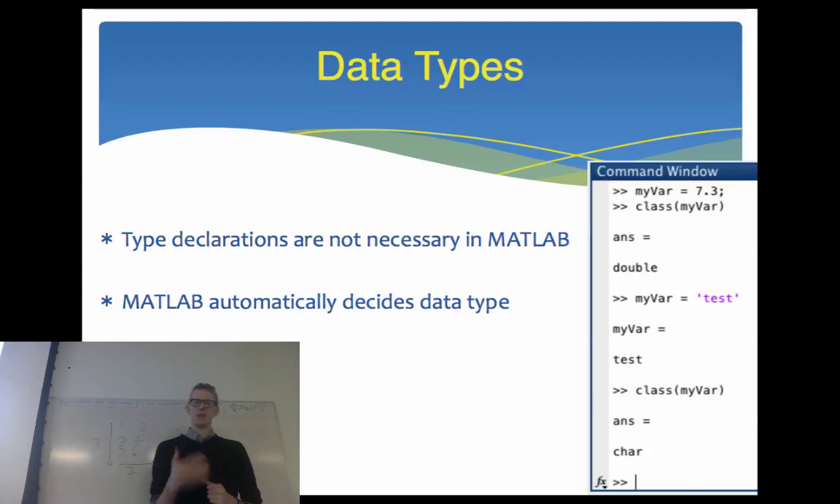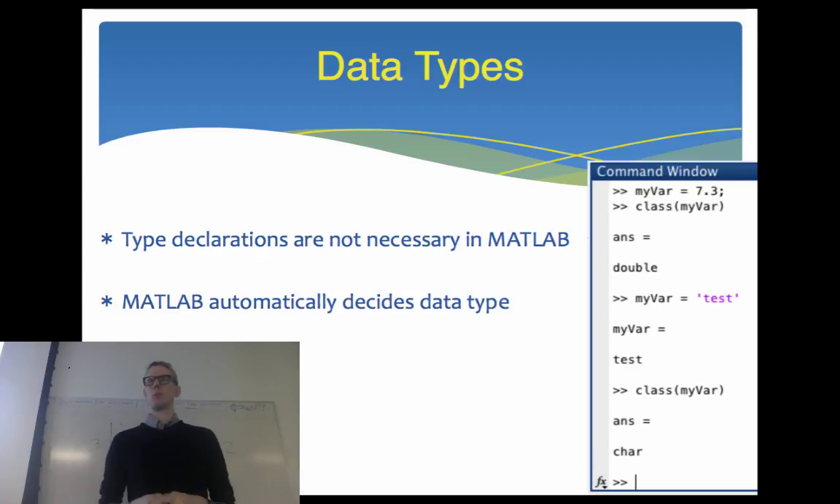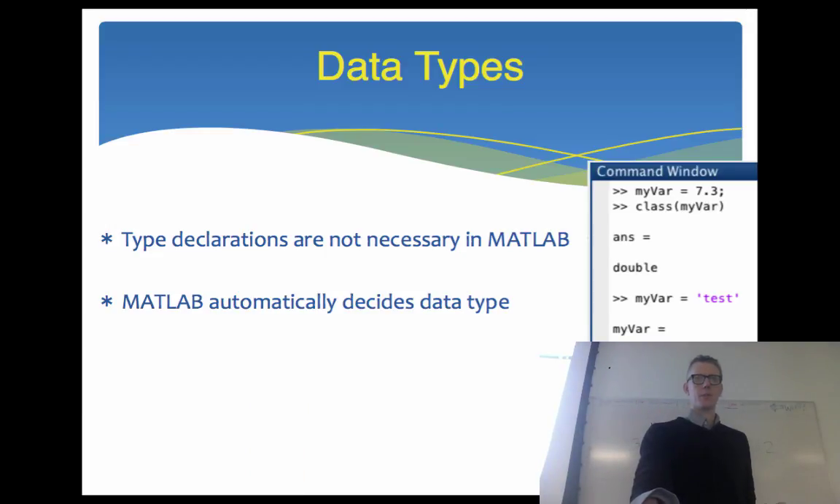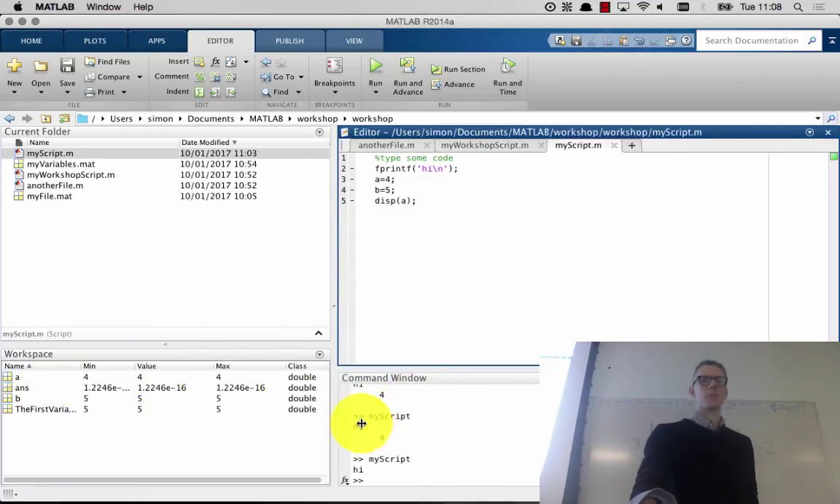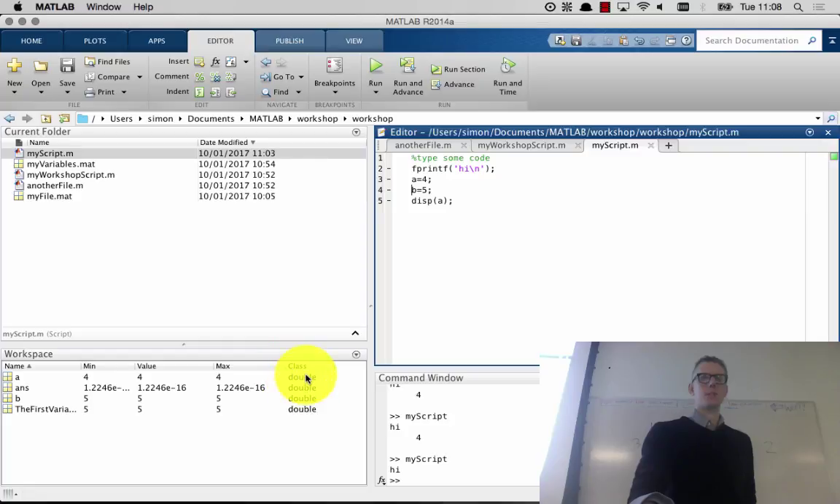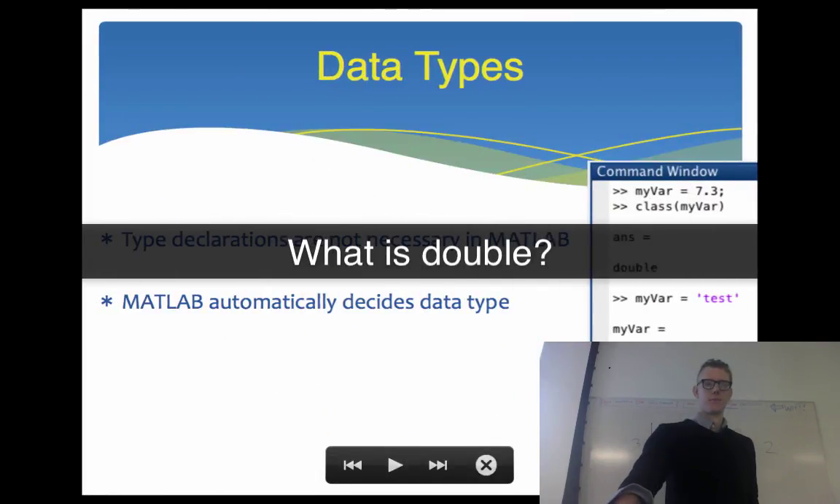But just be aware that doubles are numbers, and char is going to be your words, your strings. And you can use class to check what data type MATLAB has interpreted things as. And we'll come across converting data types in a bit as well. The other way, obviously, of checking what data type something is, is looking at the workspace at the bottom. And if you have the class column selected, you'll see exactly the same thing displayed there as you would from typing class here.